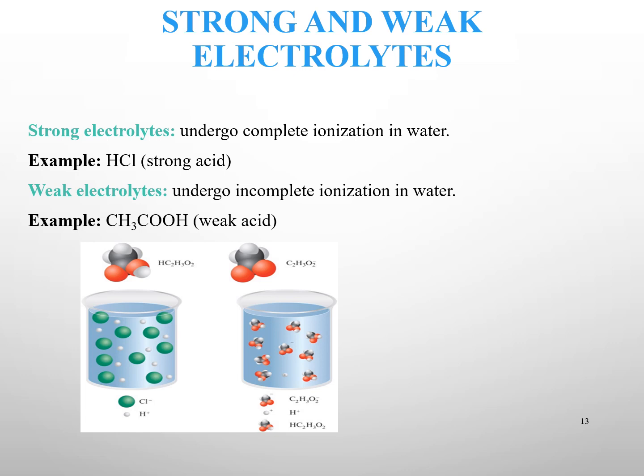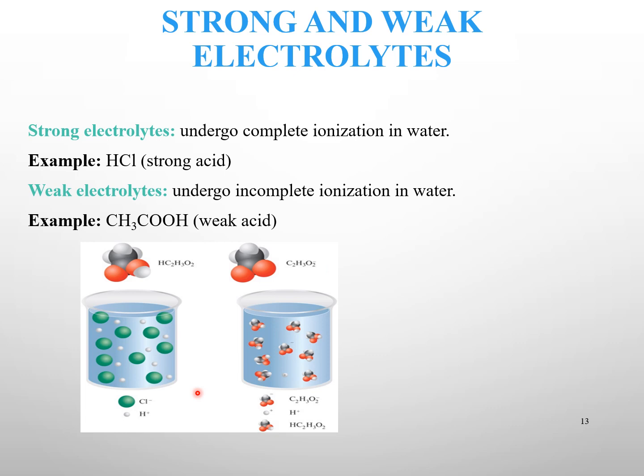So let's talk about strong and weak electrolytes. Strong electrolytes completely ionize in water. All of them turn into ions. An example is a strong acid. Weak electrolytes have incomplete ionization because it goes back and forth. It's a reversible reaction. For example, acetic acid is a weak acid.